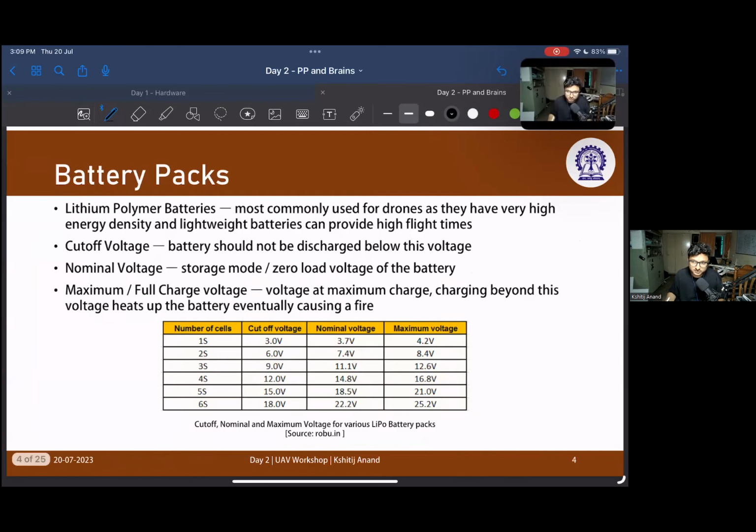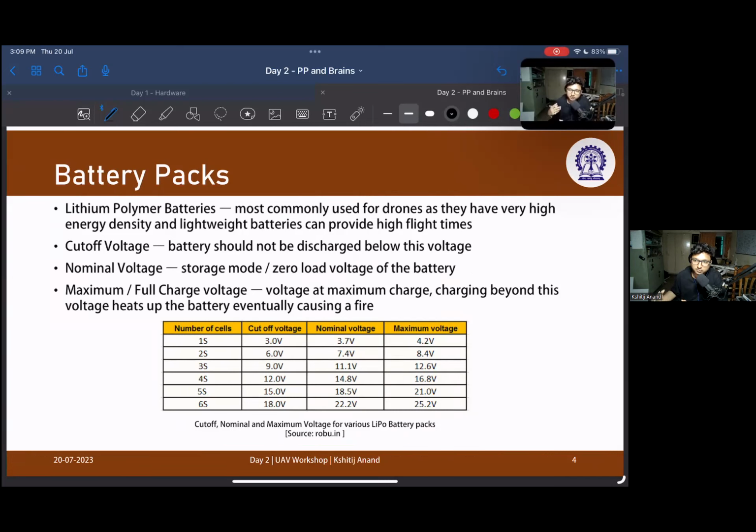So how do you choose which battery pack you are going to use? Most of the battery packs that we use for drones are lithium polymer batteries. Why? Because they are very high in energy density. And secondly, that means if you use a small volume or a small size of them, you get a really long flight time.